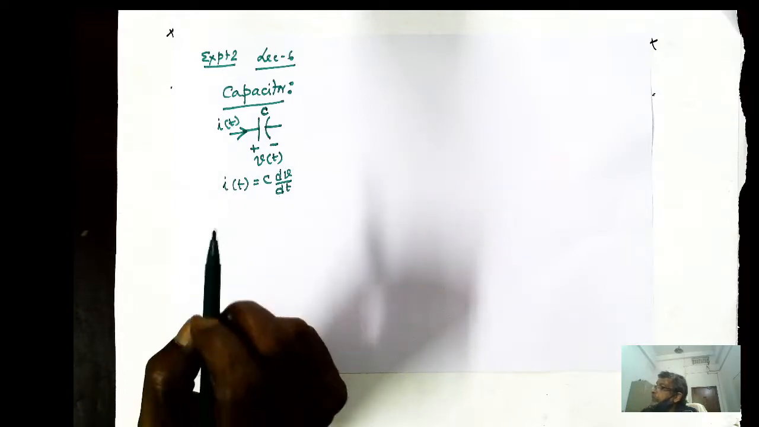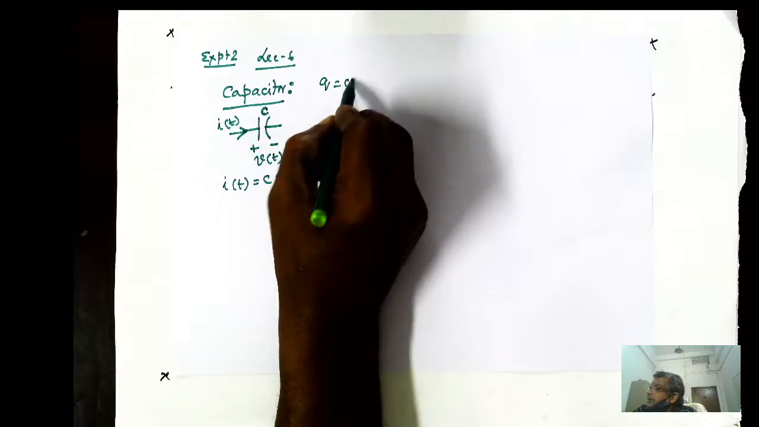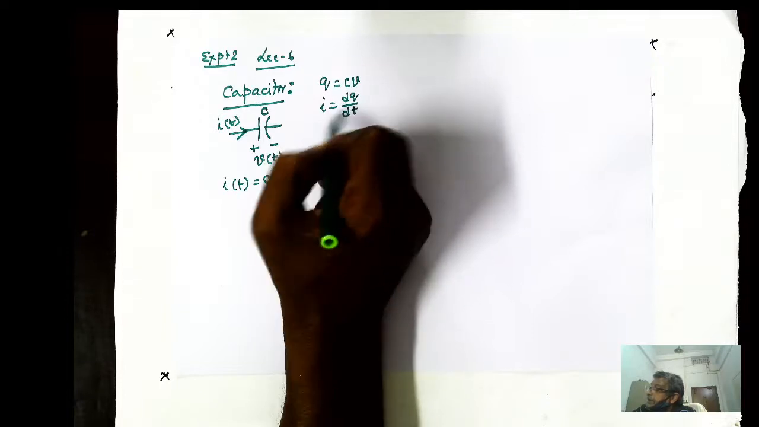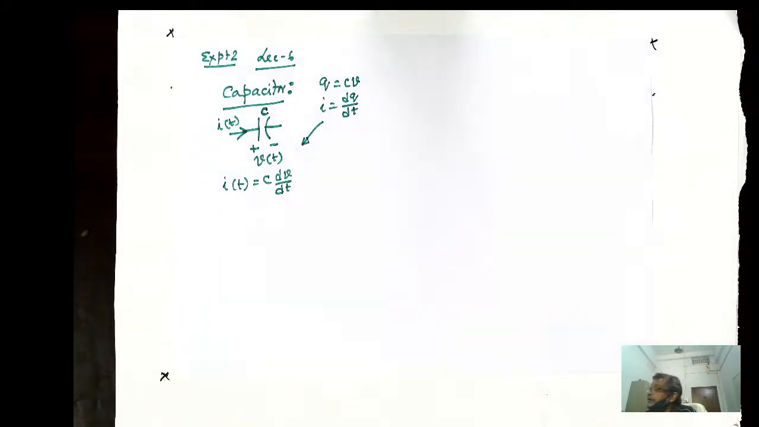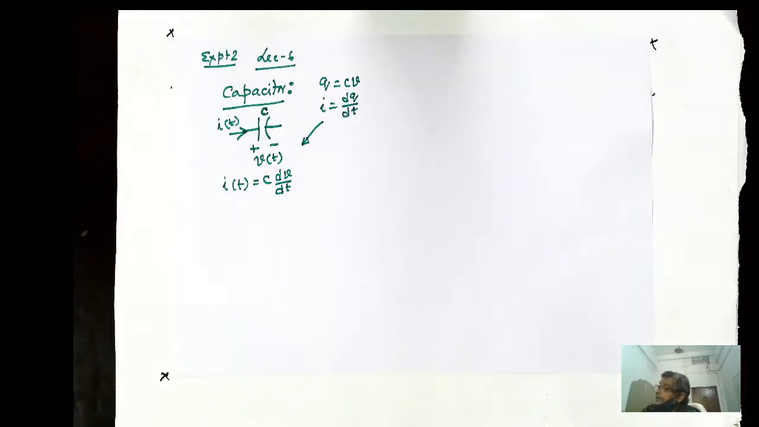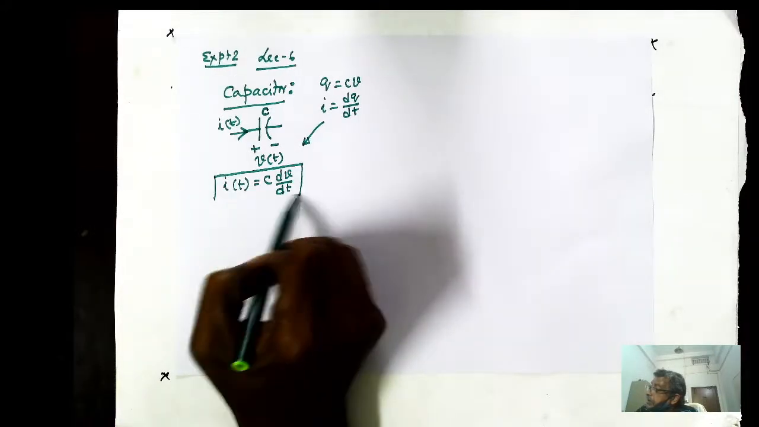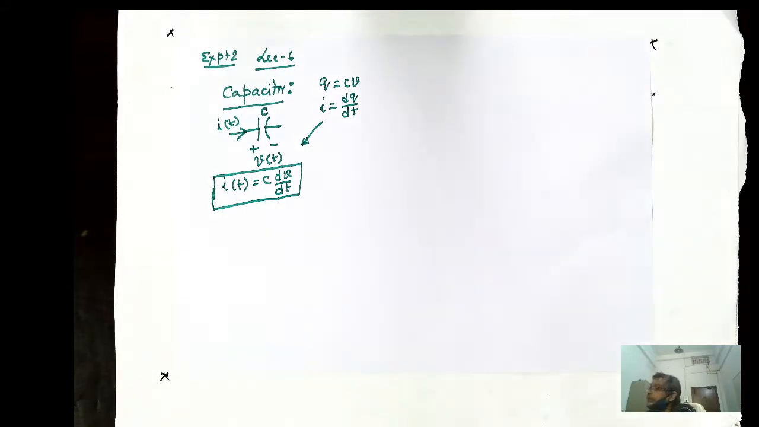You also recall that Q equals CV. In fact, i is equal to dq/dt, and from this you get this relationship. C being constant can be taken outside the differential dq/dt. So the terminal relationship between voltage and current of an ideal capacitor is like this, assuming there are no losses in the capacitor.